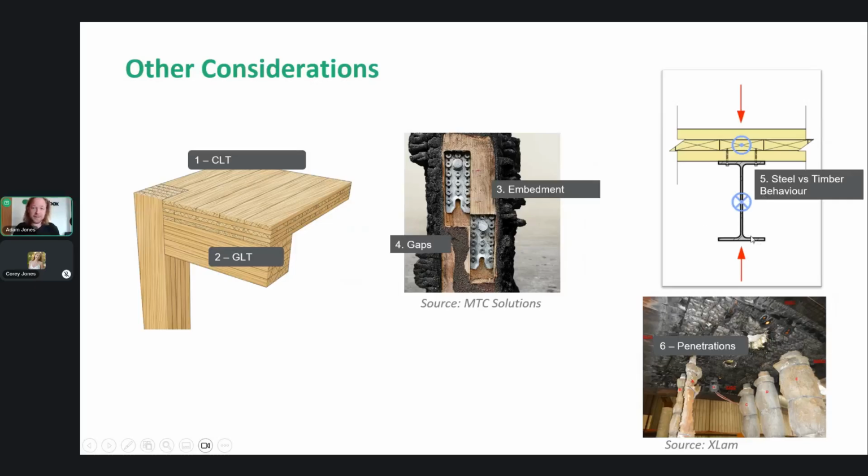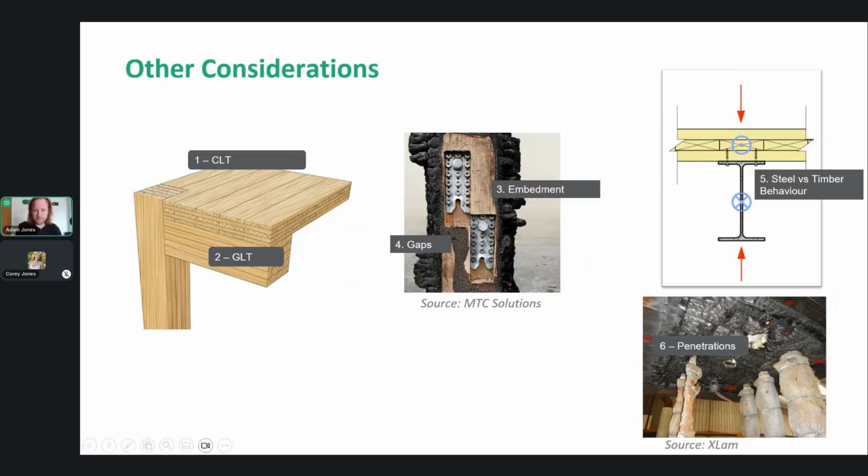Steel conducts heat, meaning the pyrolysis chemical reaction may begin prematurely as the steel heats up. And if your fixings go to the middle of timber, your charring rate might be at a certain point, but the steel might actually accelerate it. Or also penetrations. What about your penetrations?